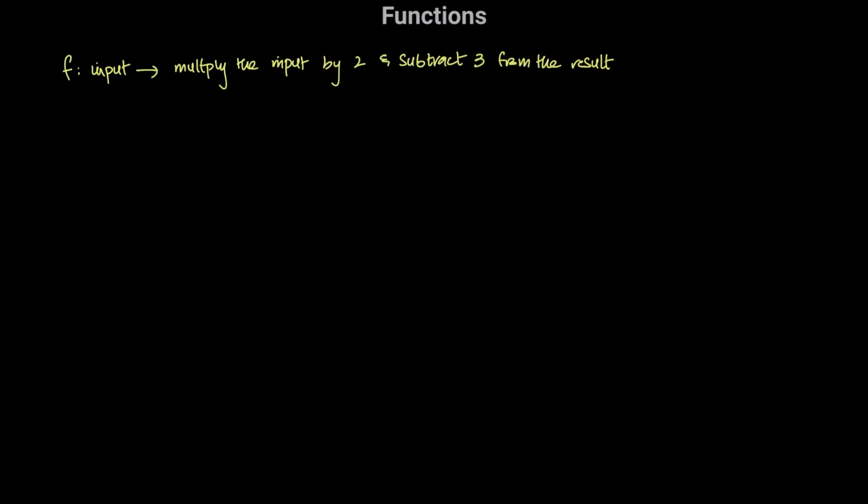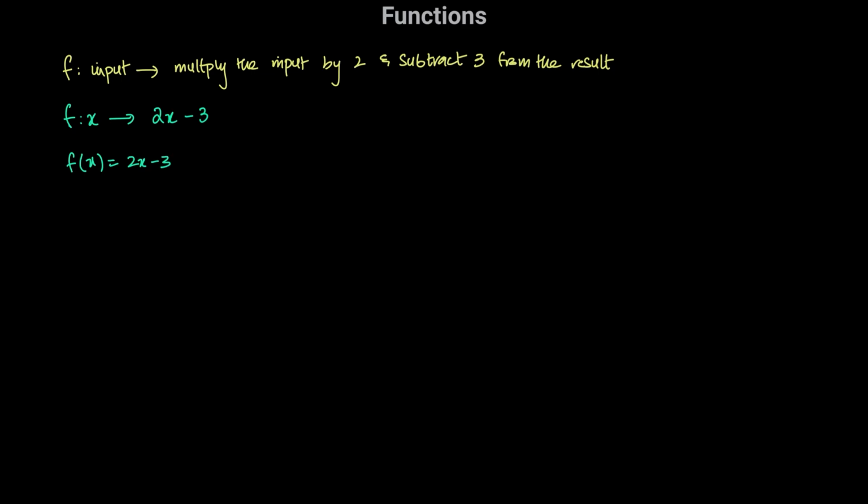Now usually we use the letter x to represent the input. So let's say that I have my function f that takes the input x, and what it does to the input is it multiplies the input by 2 and subtracts 3 from the result to give us the output. So here if my input is x, I'm going to multiply x by 2 and subtract 3 from that to get the output. So here we can say that the function f in terms of the variable input x is equal to 2x minus 3.